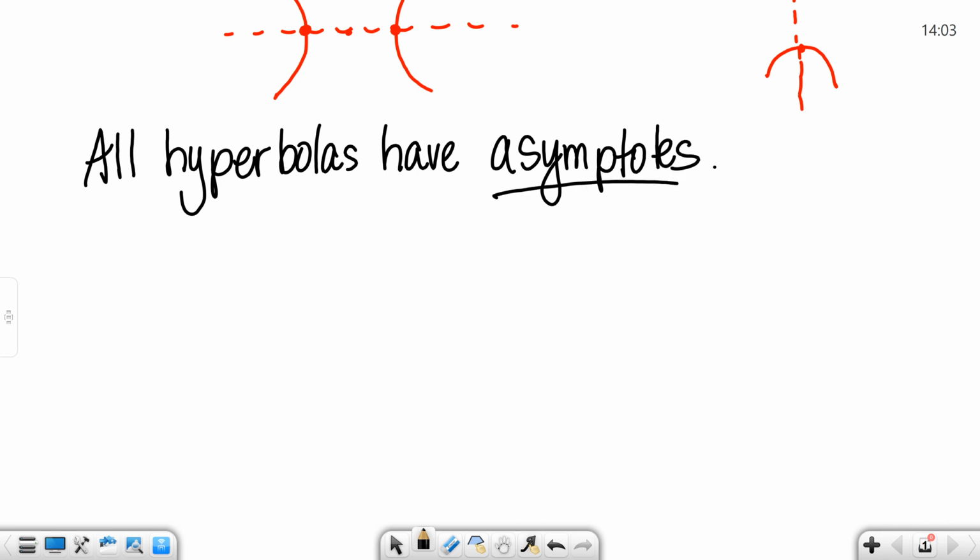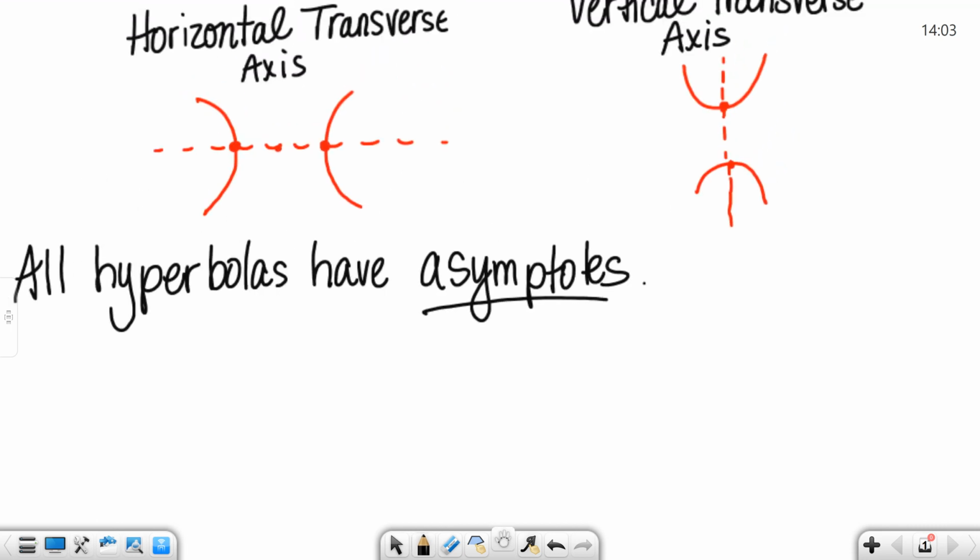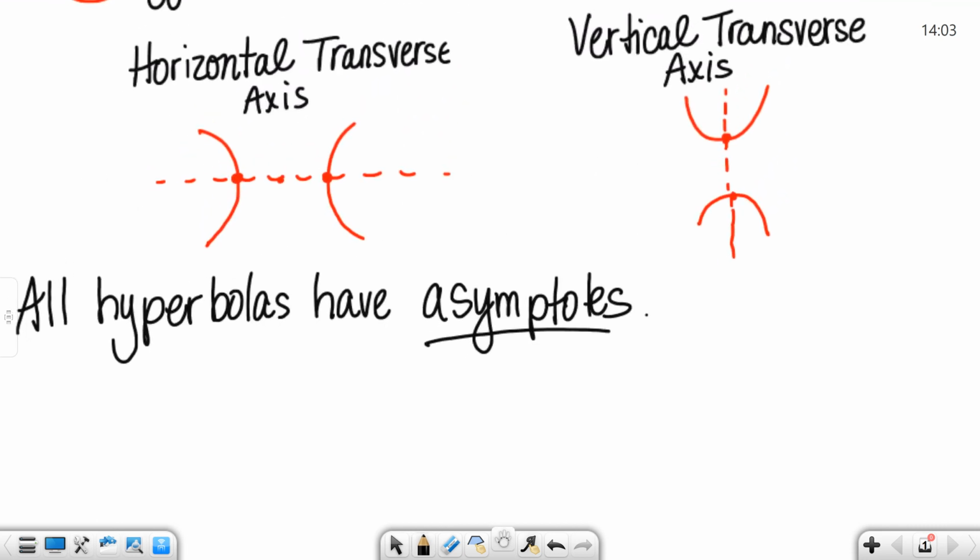An asymptote is a line that the graph approaches, but it doesn't actually touch it. Okay, it doesn't actually cross it. The equations for our asymptotes depend on if it is a vertical or a horizontal.